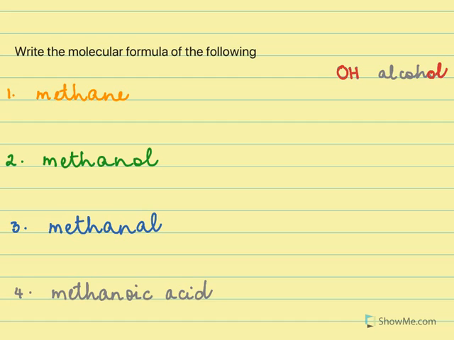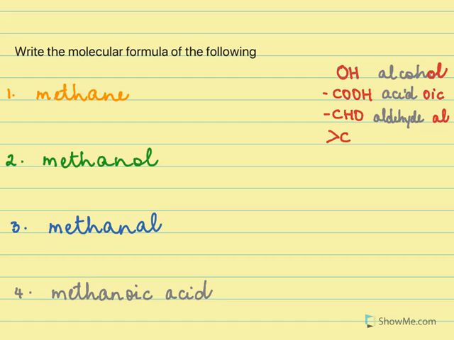Then if it is a COOH, it is a carboxylic acid, and all acids end with OIC. Then we have CHO, it's an aldehyde, and aldehydes end with al, like methanal, ethanal.